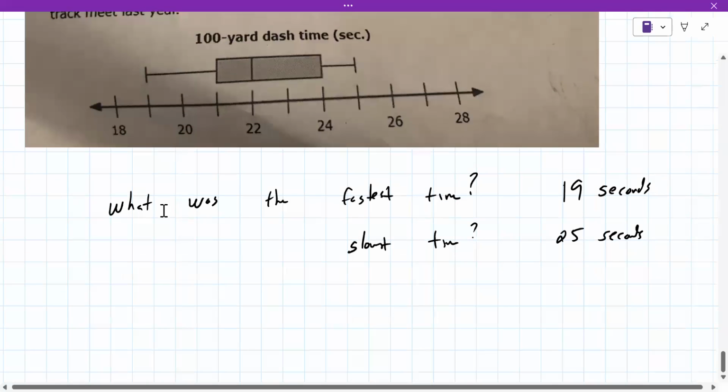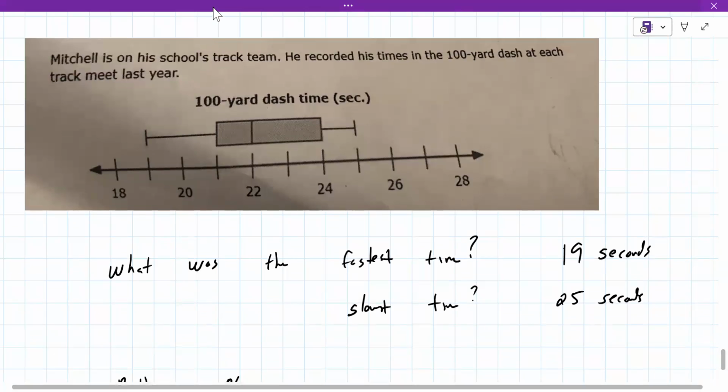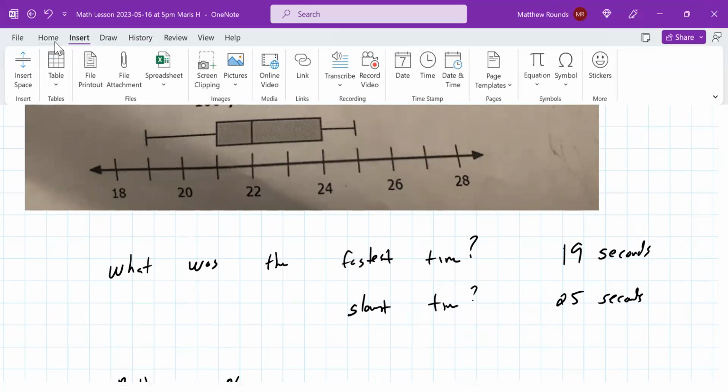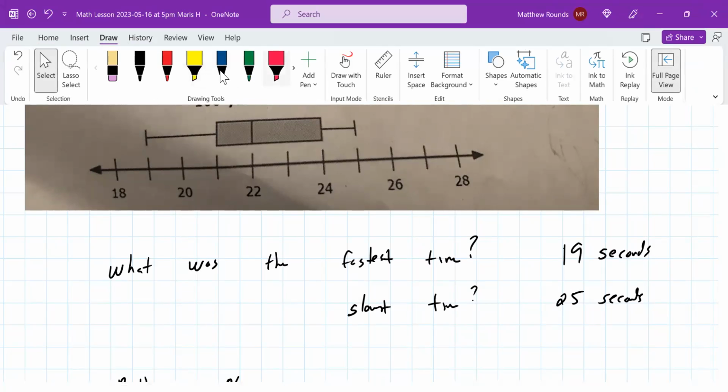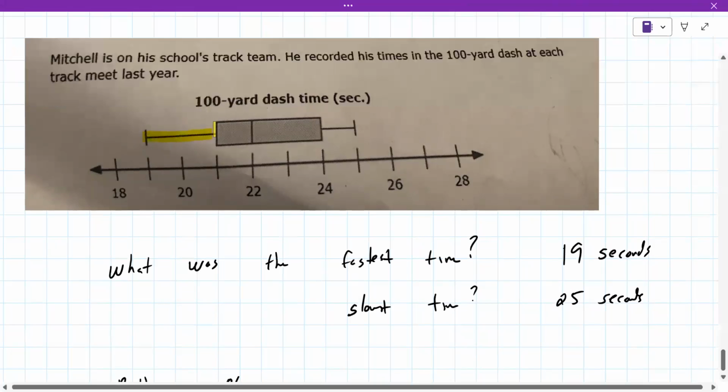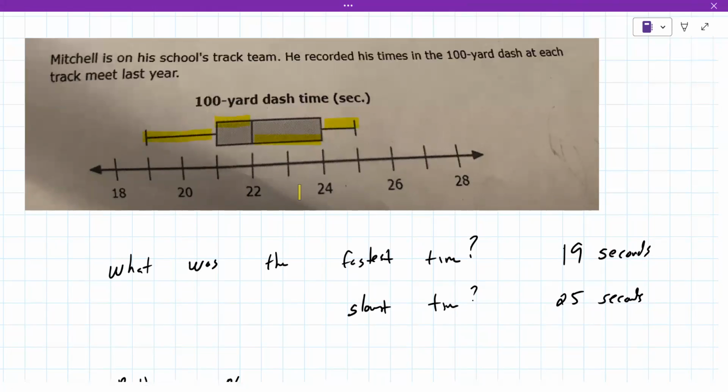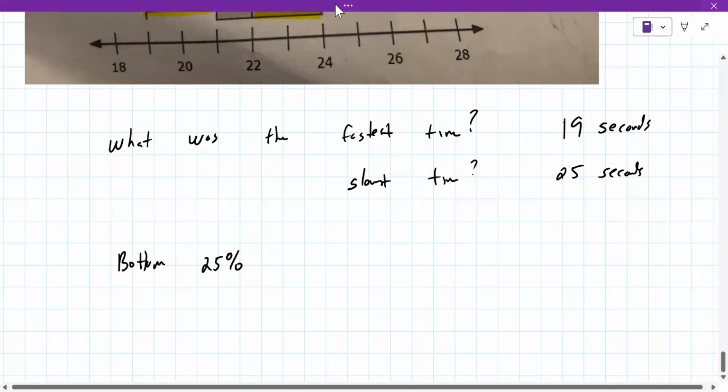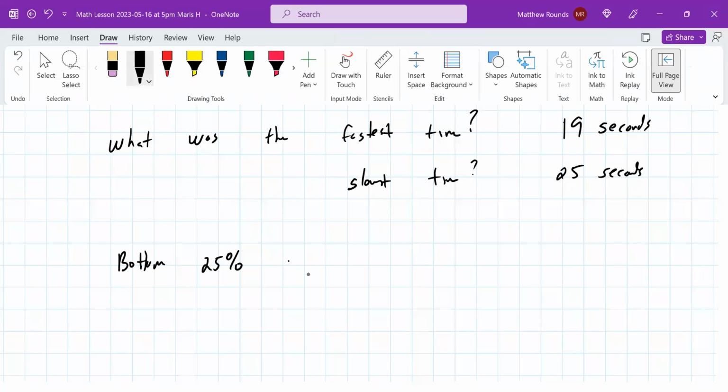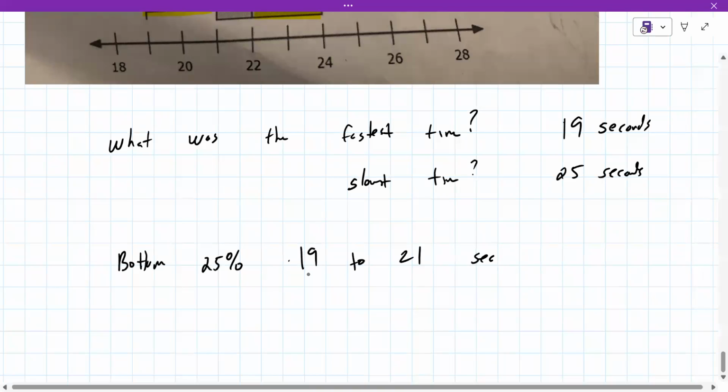They can also ask you things like, what is the bottom 25%? 19 to 21. Yes. There are four 25% sections: the first one, the next one, the next one, and then this one. It could ask for any of them. Like you said, the bottom 25% is 19 to 21 seconds. Very good.